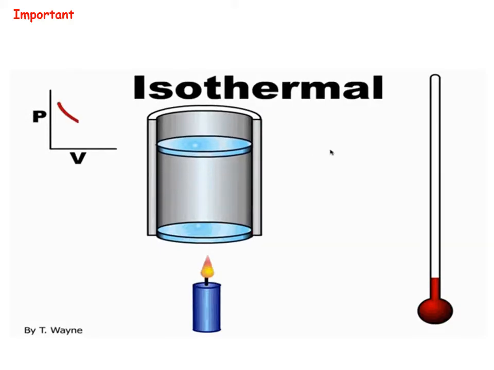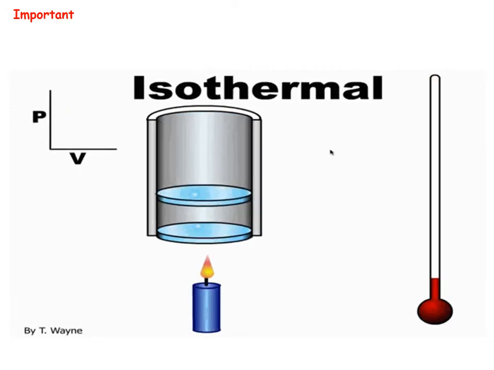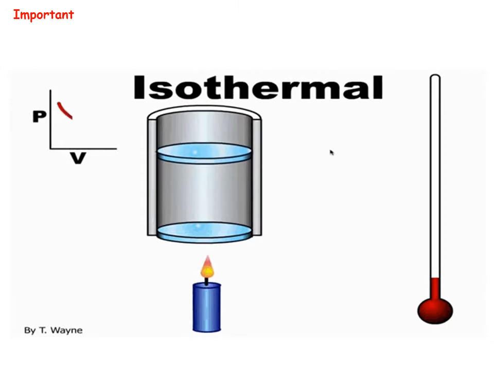Now let us discuss some of the important processes in thermodynamic system. One is isothermal process. In this process, temperature remains constant, but pressure and volume can change because in this process, the system can absorb energy from the surrounding. And it is very beautifully represented in the figure.